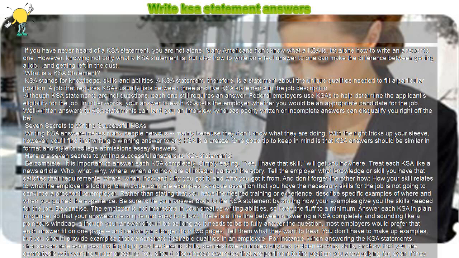Provide concrete examples. A vague assertion that you have the necessary skills for the job is not going to convince a prospective employer. Rather than stating that you have the desired training or experience, describe specific examples of where and when you gained the experience. Be sure to tie your answer back to the KSA statement by stating how your examples give you the skills needed for the job.